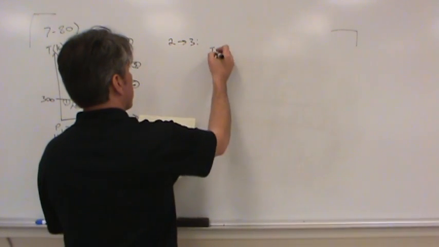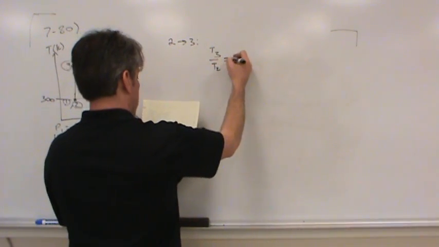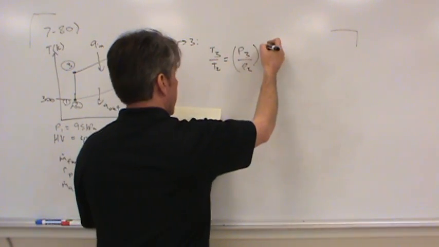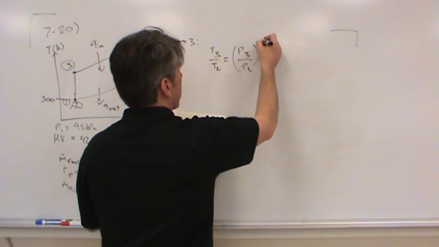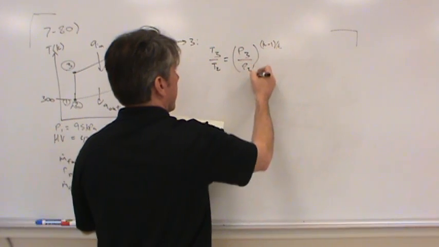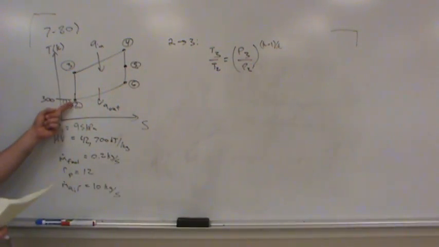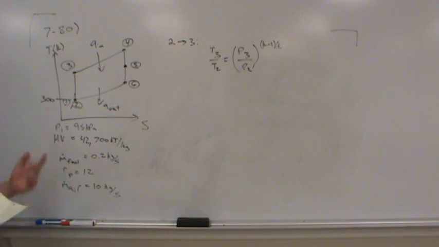The temperature at state 3 over the temperature at state 2 is equal to the pressure at state 3 over the pressure at state 2 to the (k minus 1) over k. Okay, so there's our equation. Now you might look at this and say, well, great, we know the pressure at state 2 because it's the same as the pressure at state 1. What's the pressure at state 3?